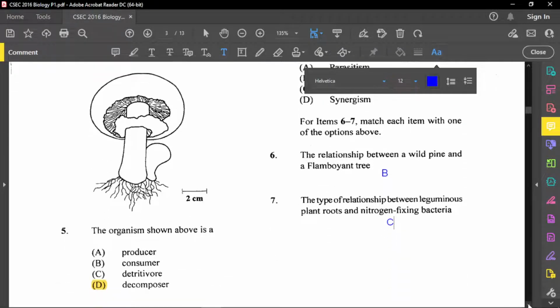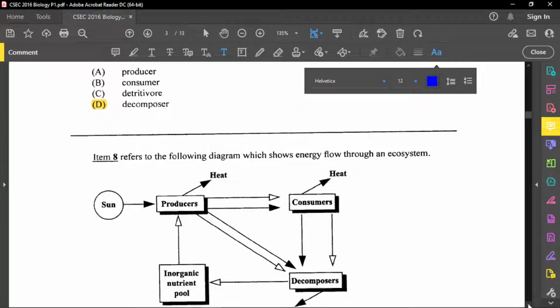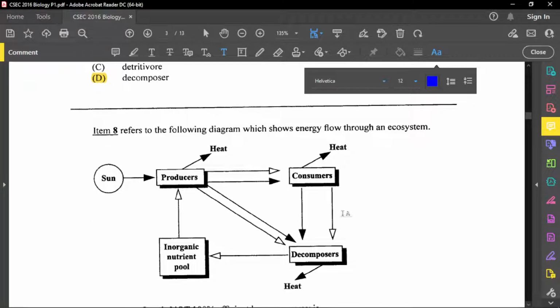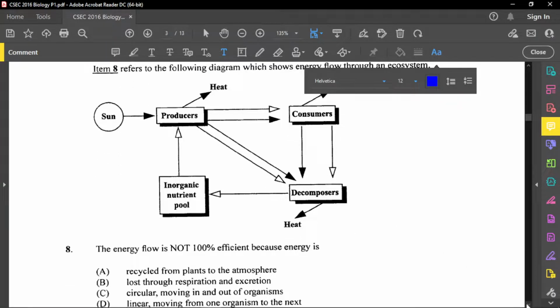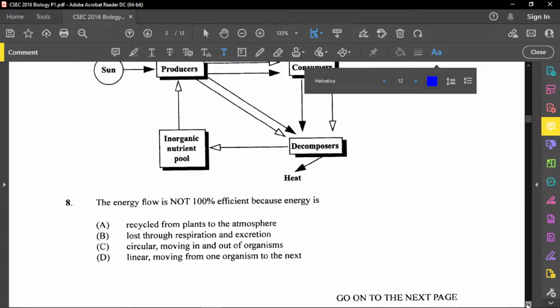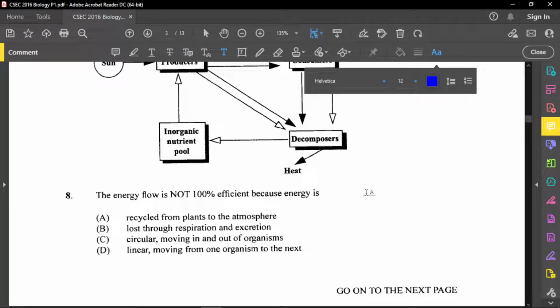Let's go on to question 8. This diagram is a popular diagram as well. Item 8 refers to the following diagram, which shows energy flow through an ecosystem. We have a sun, we have a producer, heat is given off, and it's a popular diagram. It's the same question, as a matter of fact. It says the energy flow is not 100% efficient because energy is... and this is a popular question that we really do not need to waste time going through.